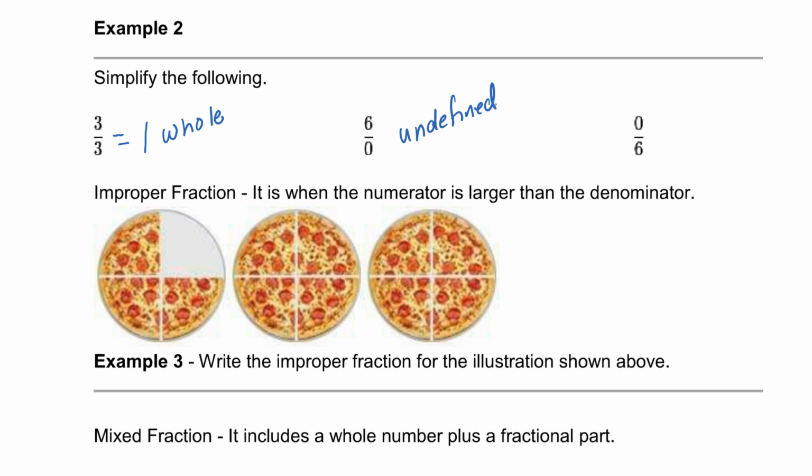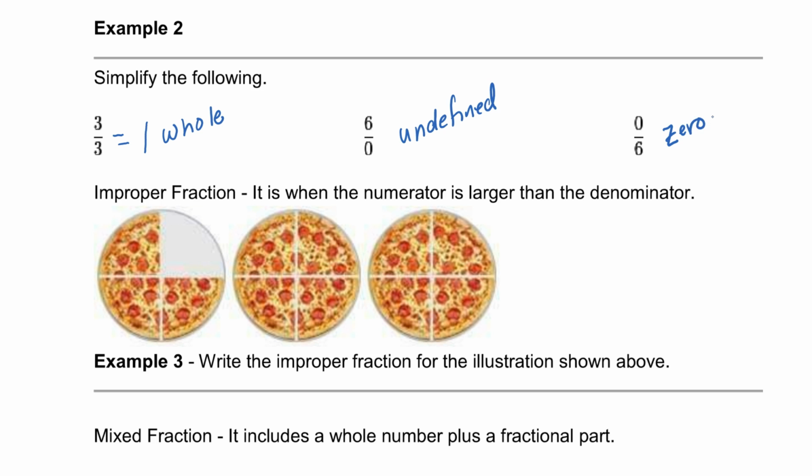Now, the third fraction, we have 6 equal parts and we have 0. If I had to give an illustration, we'd have a pizza, 6 equal parts, and there's none left. So this would be 0.